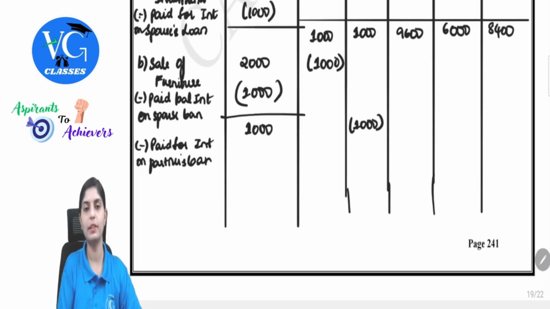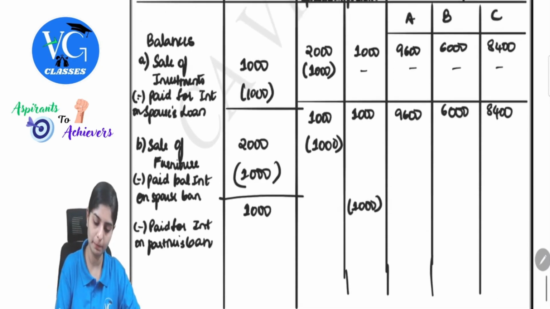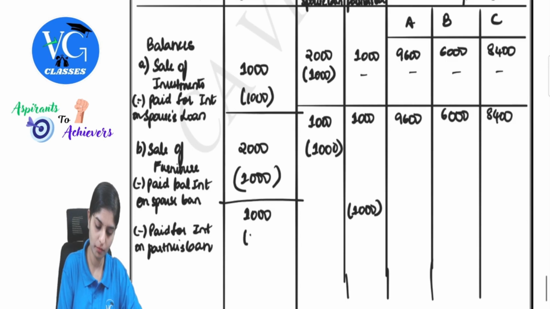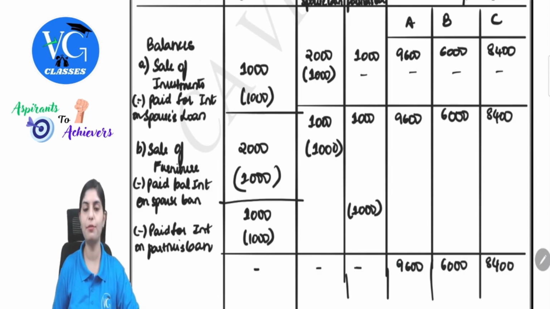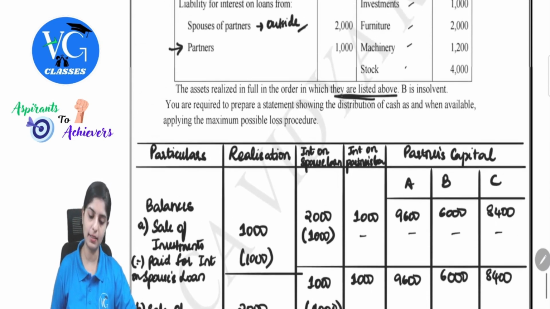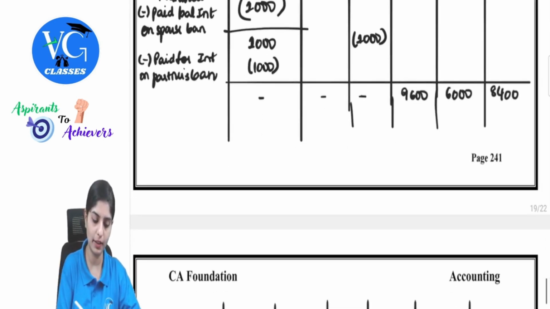See, what am I doing? Just realizing the sale of assets and paying off in the order. After this, if I look at the balances, all are settled with respect to outside liability and partner's loan, and now I'm left with capital balances. Then next, machinery 1,200.